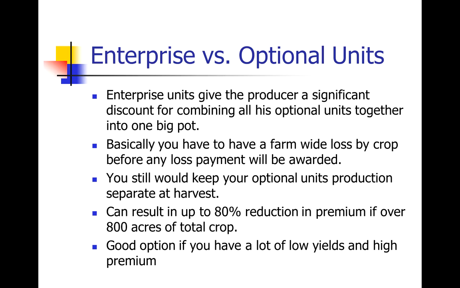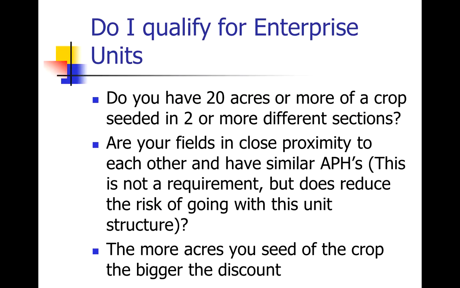You still keep your optional units production separate at harvest so that we have the opportunity to switch back and forth from year to year if we want. If you don't keep those units separate at harvest time, then we end up with no option other than to keep it an enterprise, because we have no way to prove that you kept the optional units separate. And this can result in up to an 80% reduction in premium if over 800 acres of total crop. So the more acres you seed into these enterprise units, the bigger the discount. It's a good option if you have a lot of low yields and high premium.